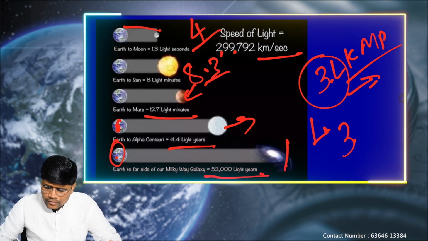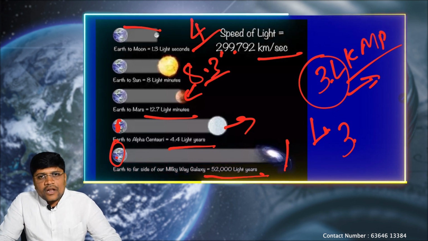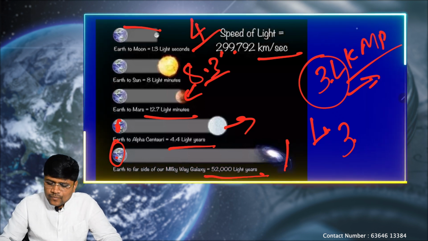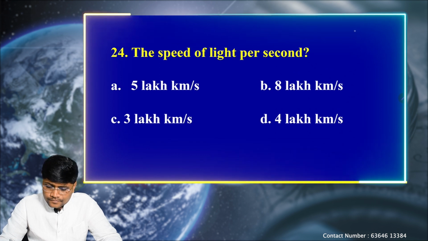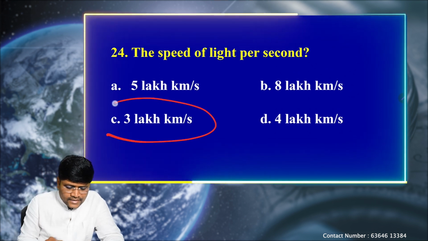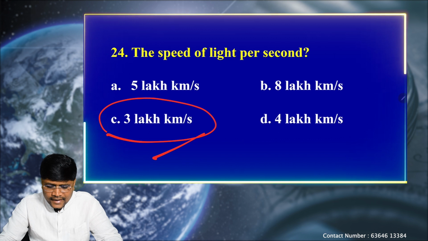So light travels at a speed of 3 lakh kilometer per second, which is the correct option. Option C, 3 lakh kilometers per second.